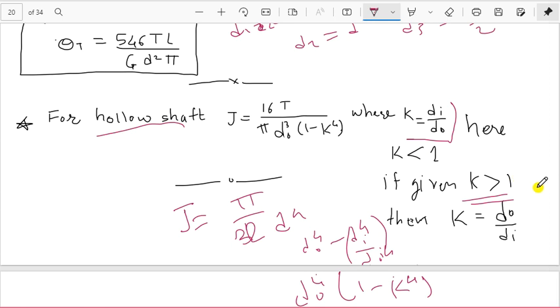Okay, this was all about torsion, and it is sufficient for competitive exams like GATE and PSUs. Even so, if you have doubts, you can write in the comment box, and you can also see our previous videos on strength of material, for which I have prepared separate videos for SFD, BMD, then pressure vessels, and other important topics for competitive exams. Thank you.